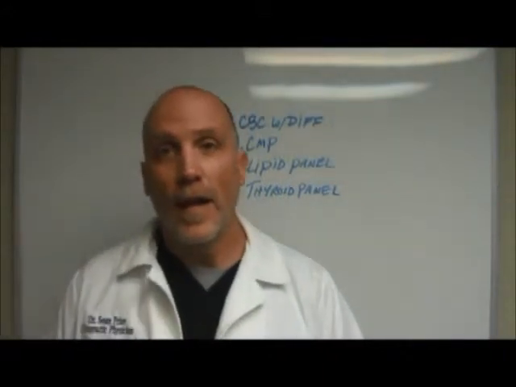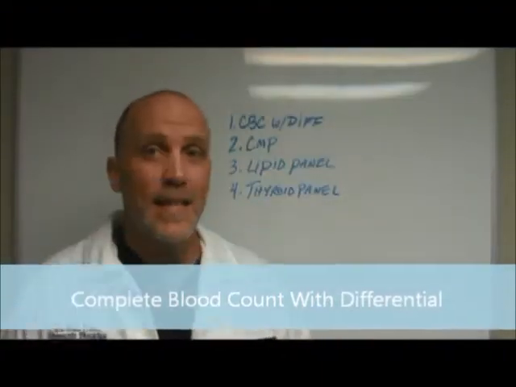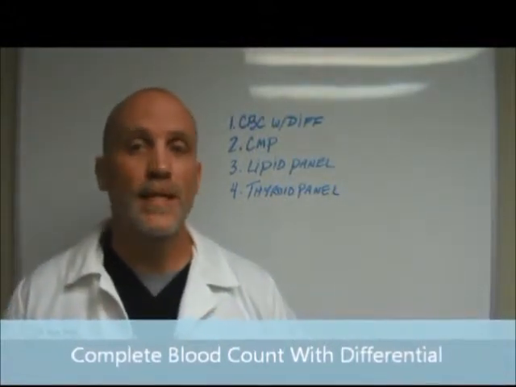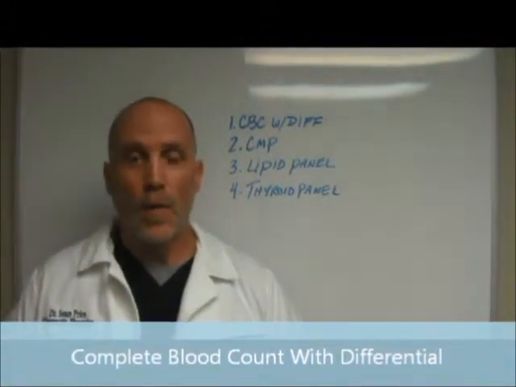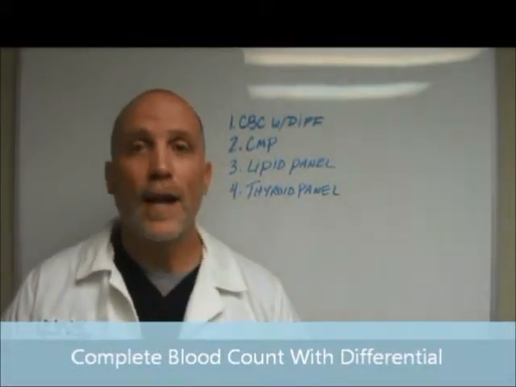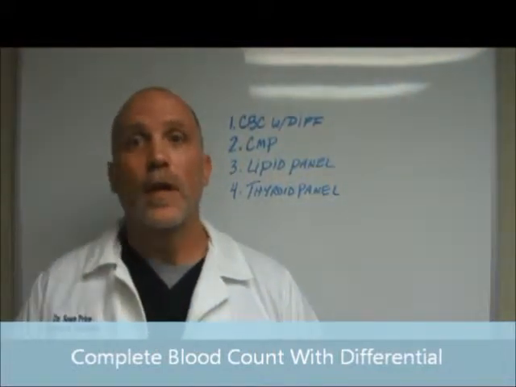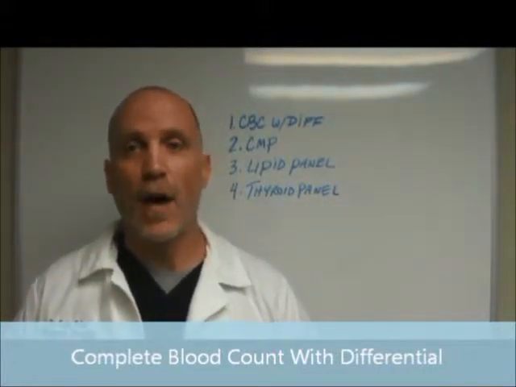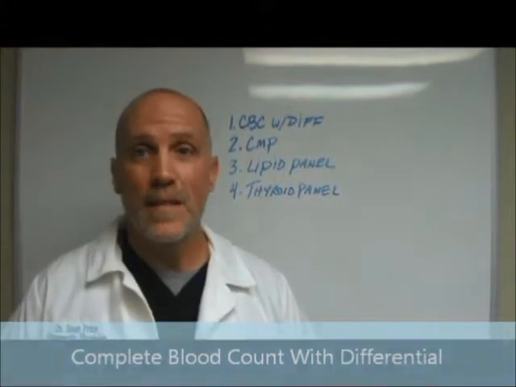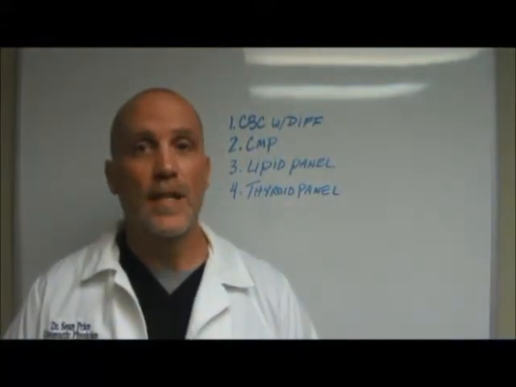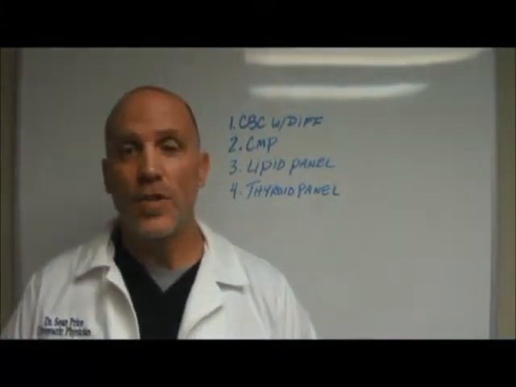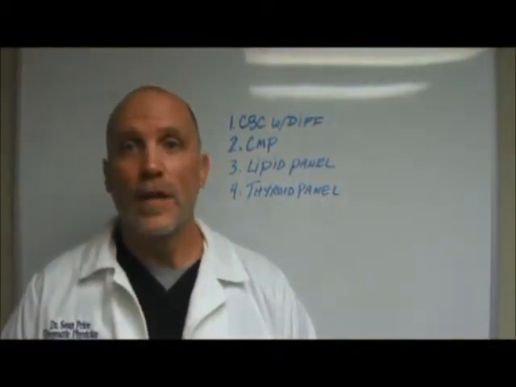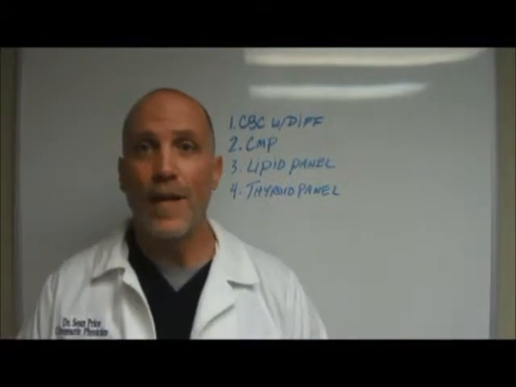Okay, so first of all, we have what's called a CBC with a differential. That's a complete blood count with a differential. Basically, it looks at the different types of blood cells in your body and how they're broken down, and it gives us information, for example, on how your immune system is functioning, whether there are some anemias going on, and potential inflammation and antigen issues. It gives us a whole lot of information when you're looking at it from a functional lab value.